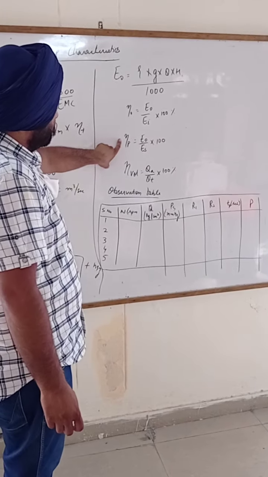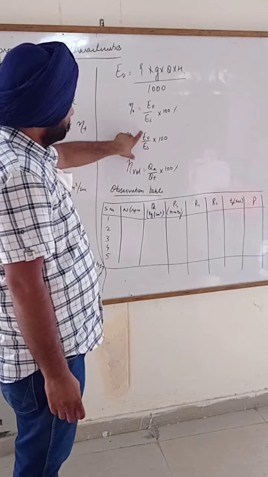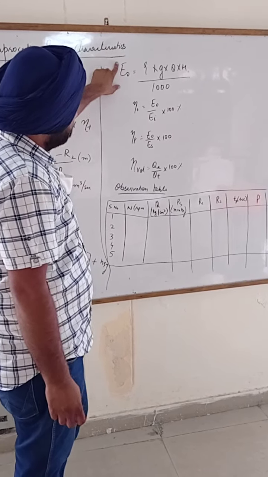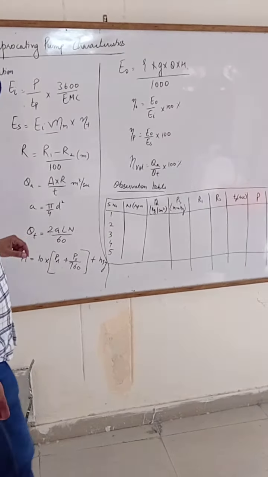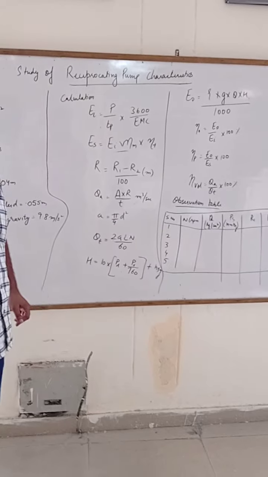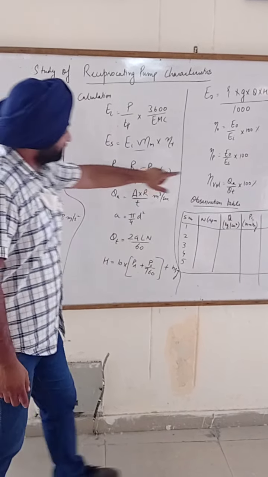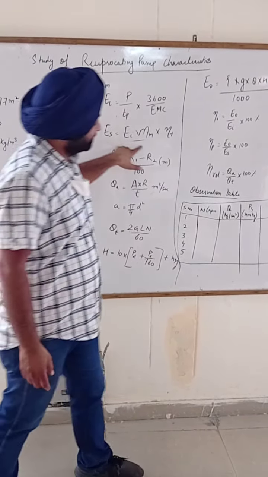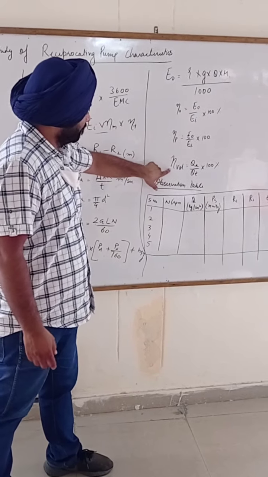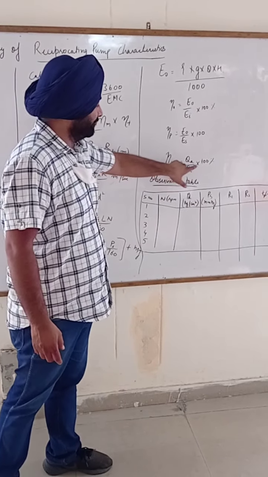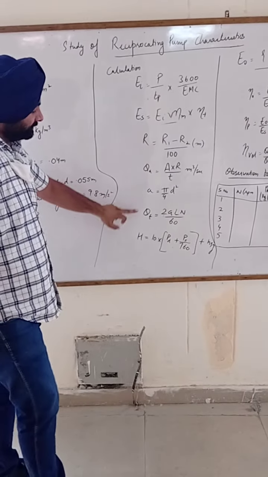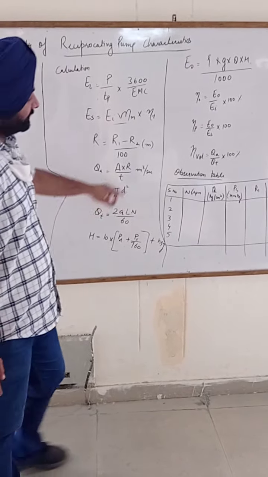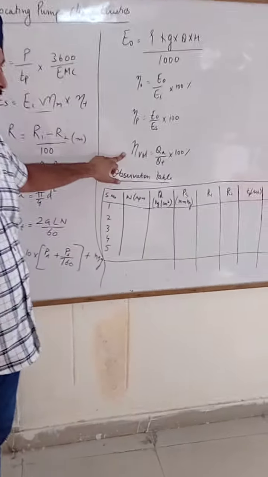Then pump efficiency is equal to this E naught and ES, the suction energy. The value of ES you can take from this. And volumetric efficiency is QA by QT into 1000. QA is this actual discharge, and QT is the theoretical discharge. If you divide this, you will get the volumetric efficiency.